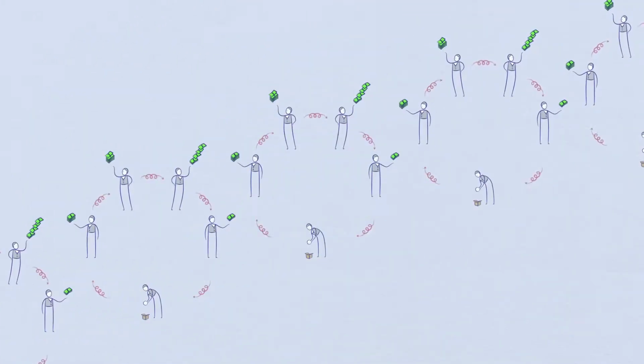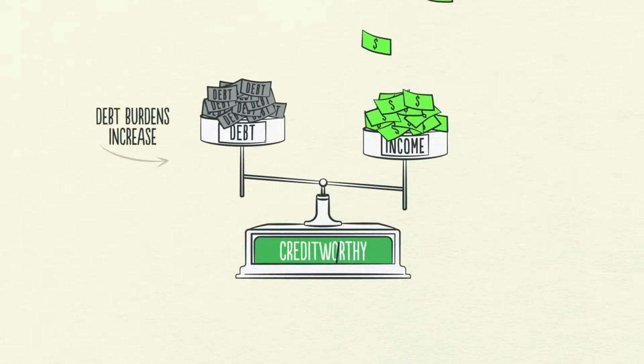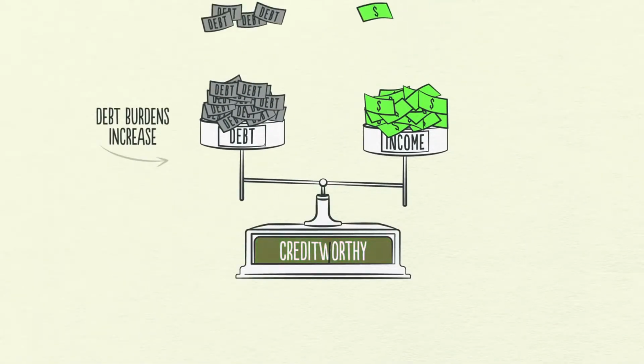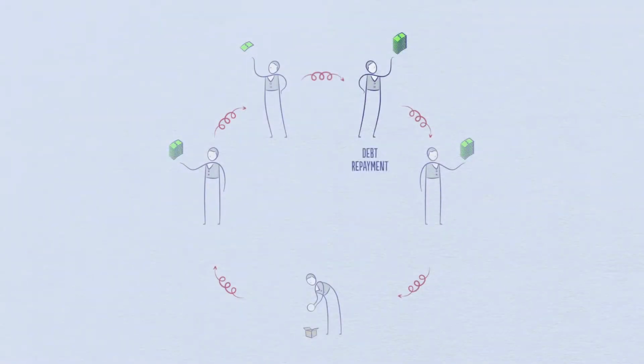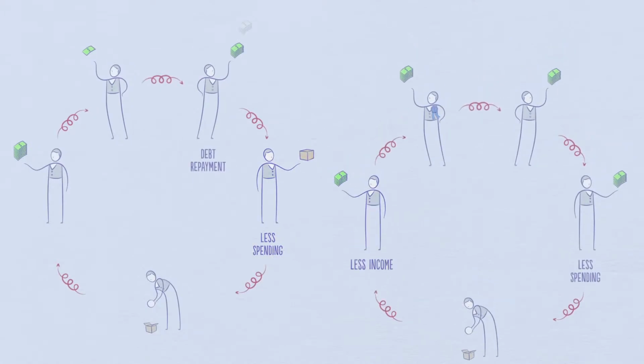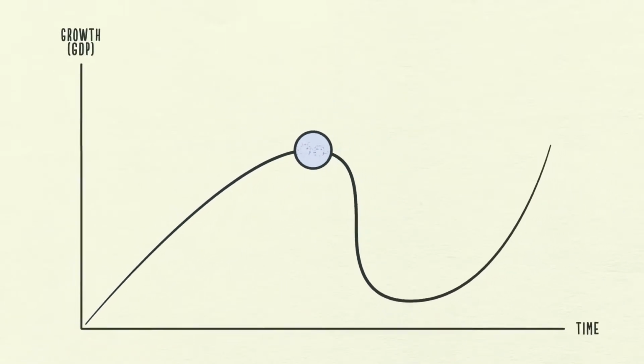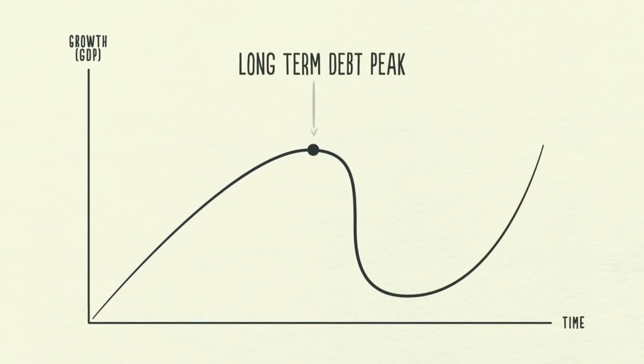But this obviously cannot continue forever. And it doesn't. Over decades, debt burdens slowly increase, creating larger and larger debt repayments. At some point, debt repayments start growing faster than incomes, forcing people to cut back on their spending. And since one person's spending is another person's income, incomes begin to go down, which makes people less creditworthy, causing borrowing to go down. Debt repayments continue to rise, which makes spending drop even further, and the cycle reverses itself. This is the long-term debt peak.